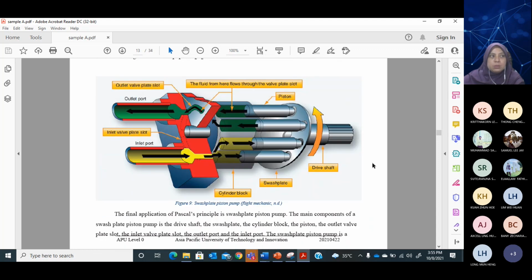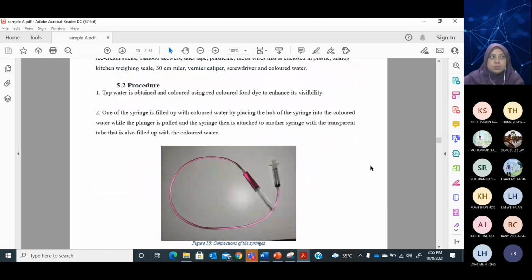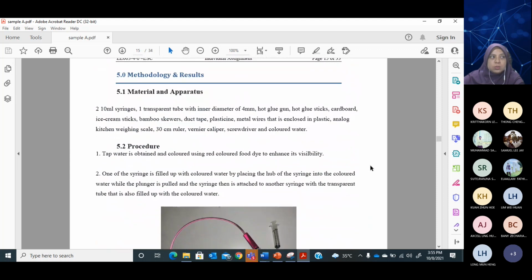Piston pump. Procedure. Methodology and result. How he got it. Which one? This one, this one, or the one with the car? This one, of course. A plus.